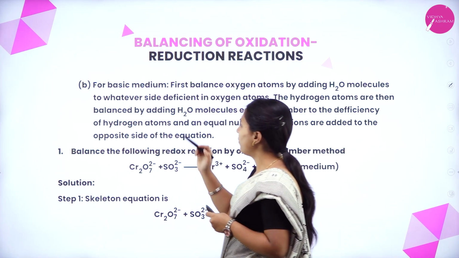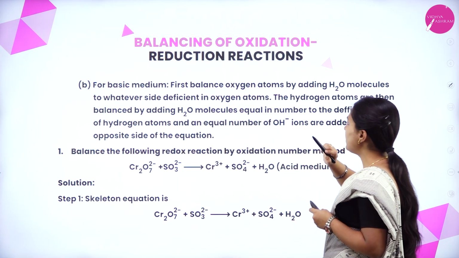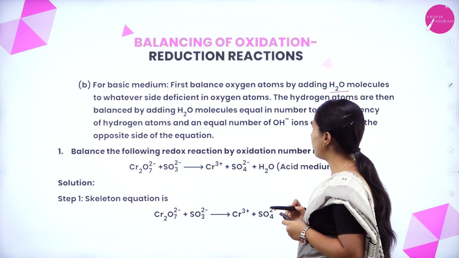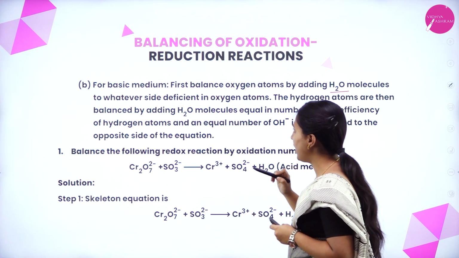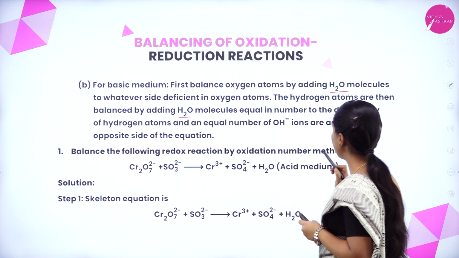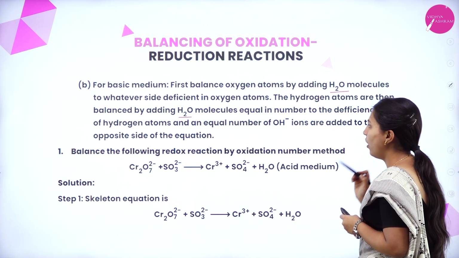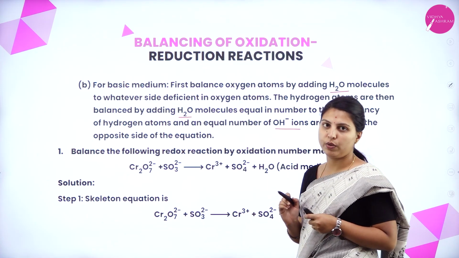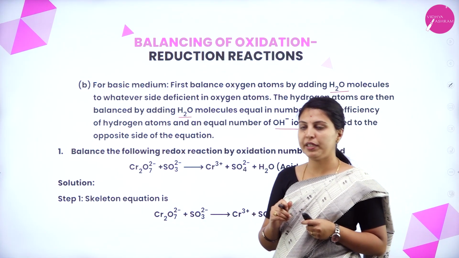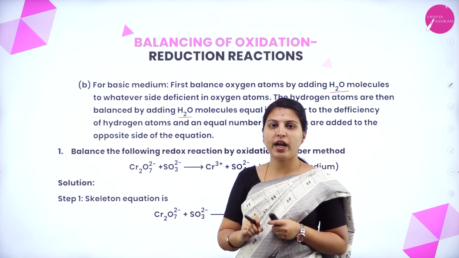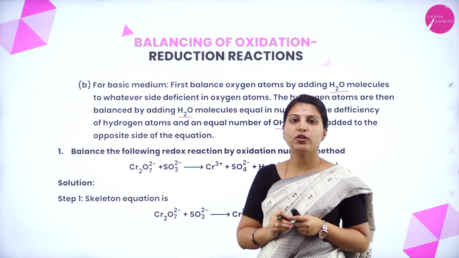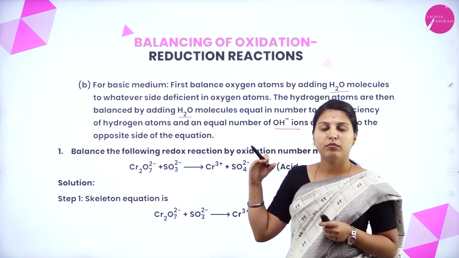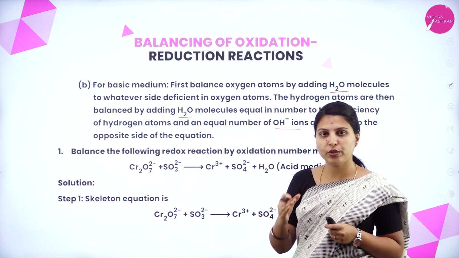Next, for basic medium, first balance oxygen atoms by adding H2O molecules to whichever side is deficient in oxygen. The hydrogen atoms are then balanced by adding H2O molecules equal in number to the deficiency of hydrogen atoms, and an equal number of OH- ions are added to the opposite side of the equation. Here, in basic medium, for oxygen you add H2O molecules, and for hydrogen also you add H2O molecules. Later you add OH- ions, in equal number on both sides.